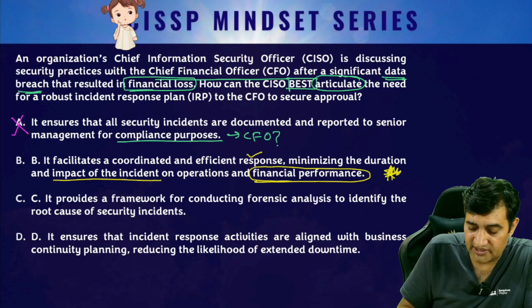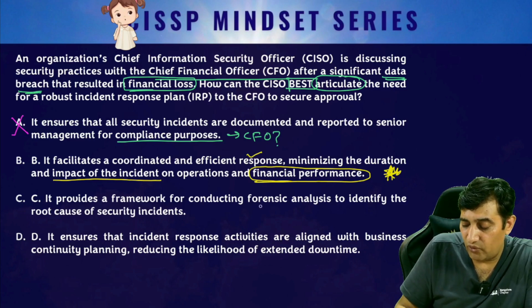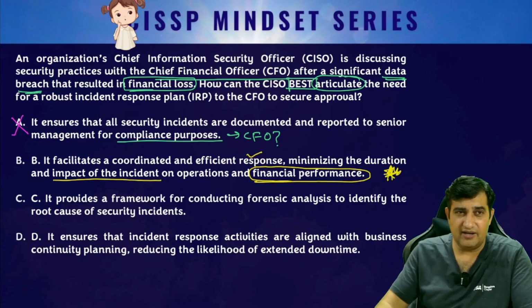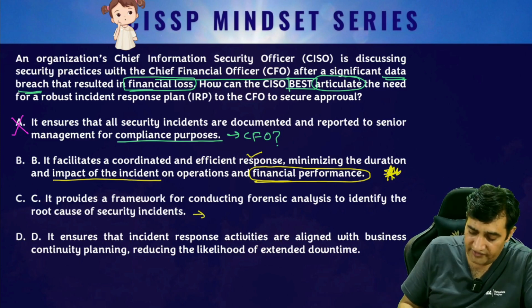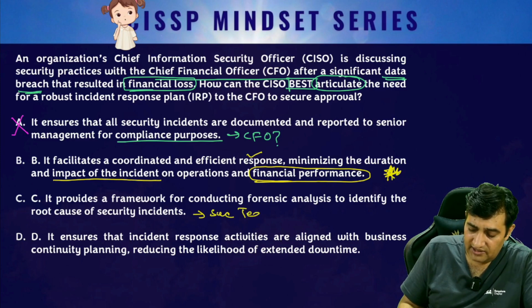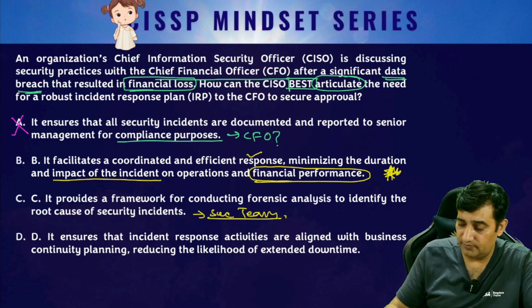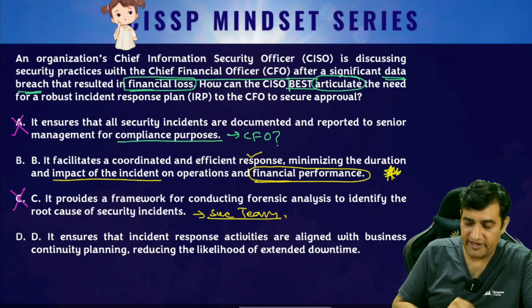I will go to option C. It says it provides a framework for coordinating forensic analysis to identify the root cause of the security incident. So that is a concern of a security team. Why is the CFO bothered about it, isn't it? So this particular option goes out for me.